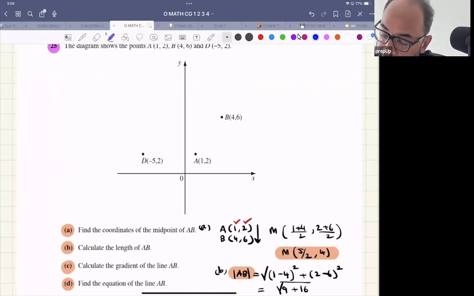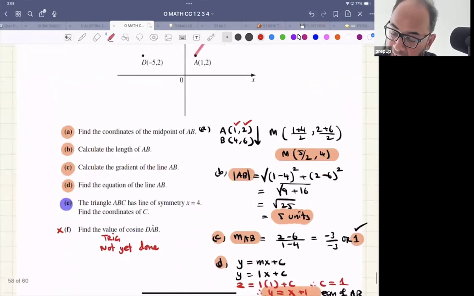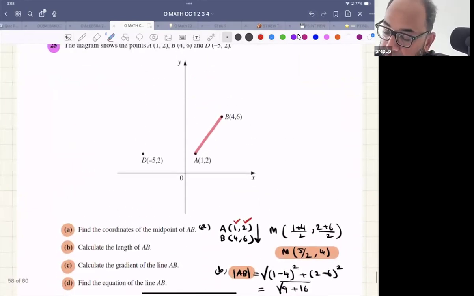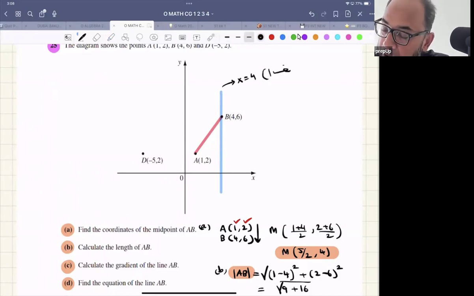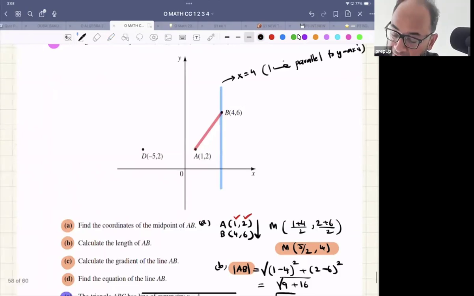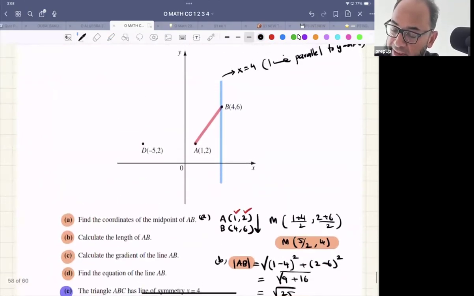So let me draw a line like this. This is AB, and let me make it even more thinner. So this is AB that goes like this, and x is equals to 4 is the line of symmetry. So this is x is equals to 4, actually like this. This is a line parallel to y-axis. Now this is the line of symmetry. Where is C for the triangle ABC?